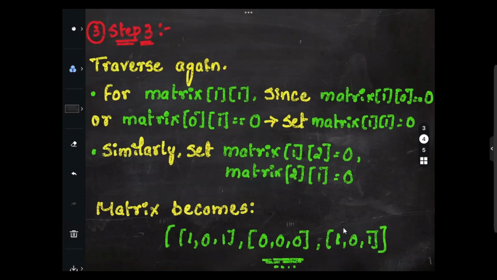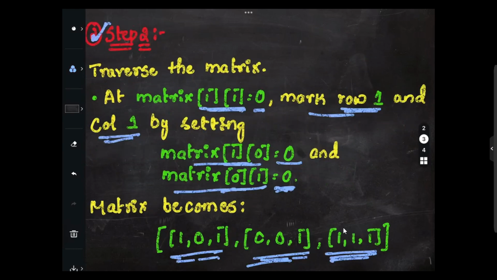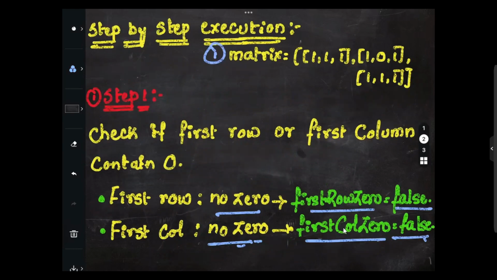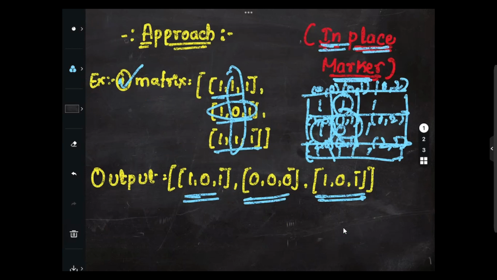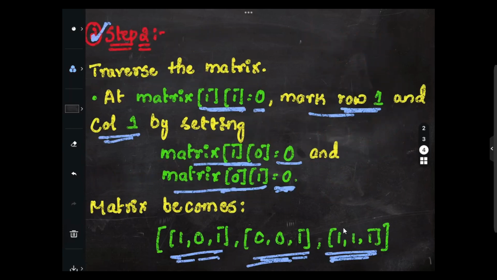The next step is we have to traverse again, meaning we have to set this one as well, right? So here we have successfully set 0 comma 1 and 1 comma 0, and we also have to set 1 comma 2 and 2 comma 1 as well, right, to 0. That's what we will be doing in the third step.